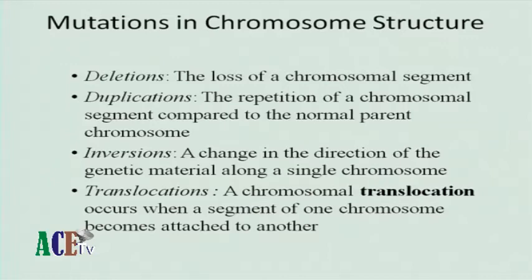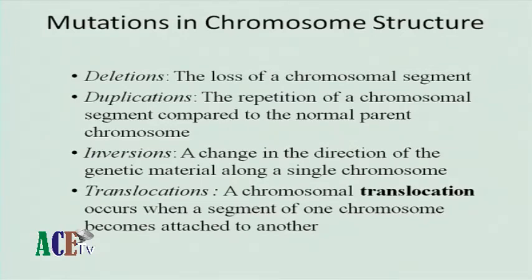it might not have any implication on such a human being. Then we also have duplication, that is repetition of a chromosomal segment. So compared to the normal parent, you are having double of what you have in the parent. Then we also have an inversion. That is a change in direction. Maybe it's supposed to read A, G, C, T. Are you getting it? It's now reading A, G, T, C. Those ones are called inversions.